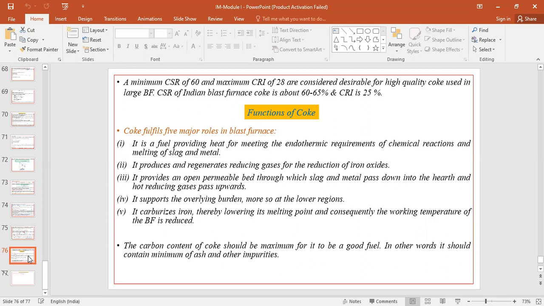It also carburizes the iron, thereby we are able to tap the hot metal at very low temperatures, below its melting point. So these are some of the functions of the coke inside the blast furnace.